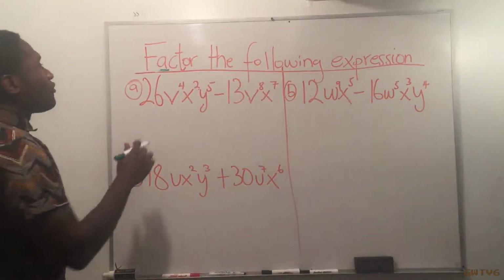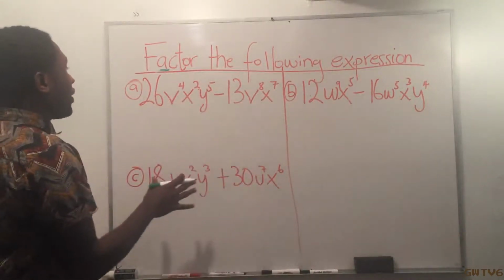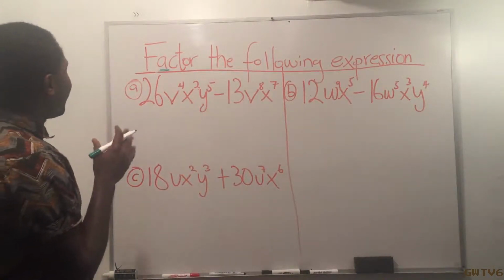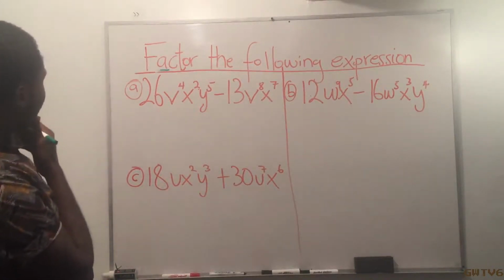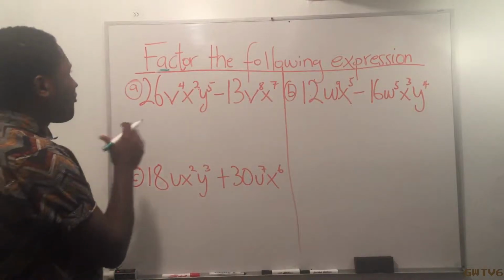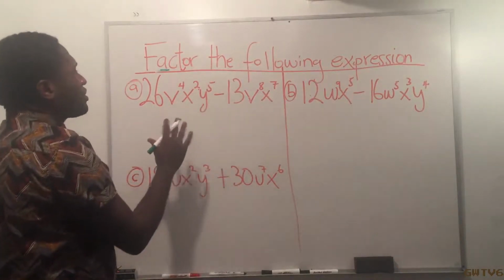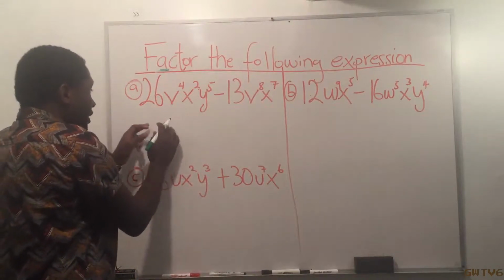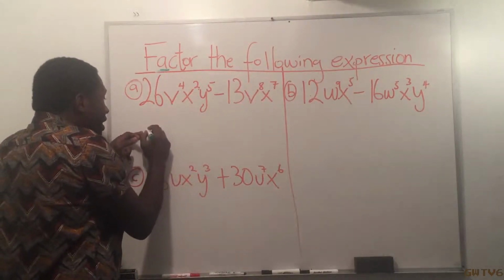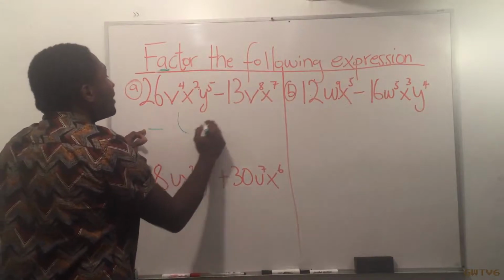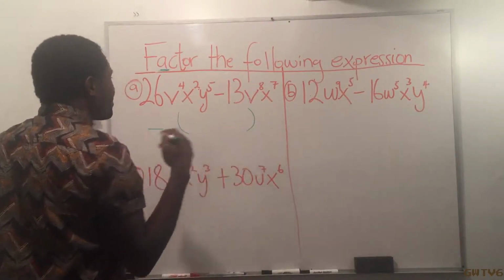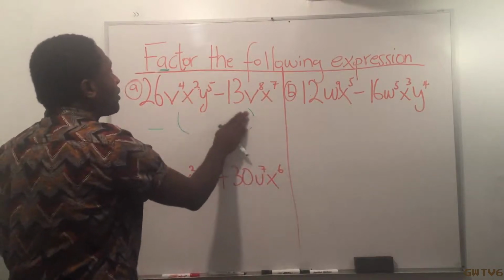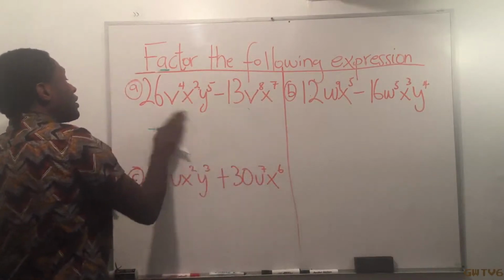Alright, so I'm being asked to factor these expressions right here. So this A part right here, let's see. Whenever I'm factoring, the first thing I want to be thinking of is having something outside, and then something inside a parenthesis. So I have something out, something inside. Alright, that's my thinking.